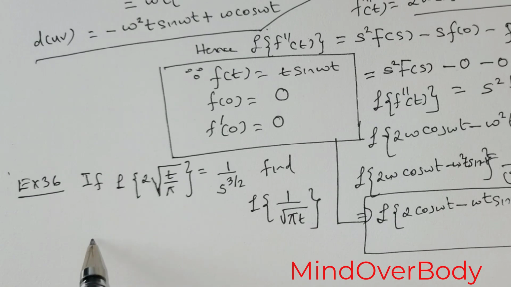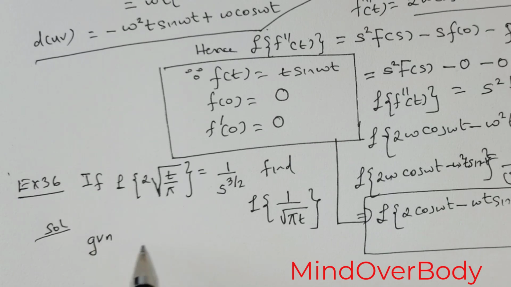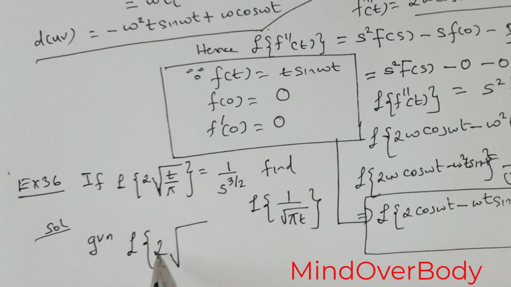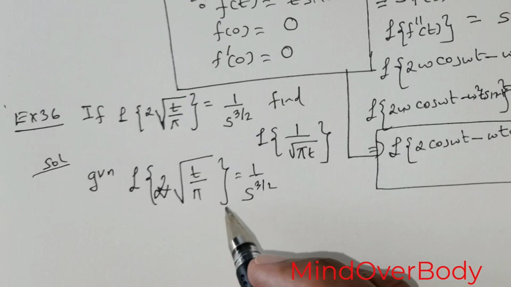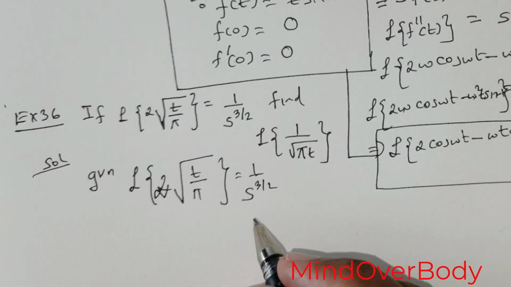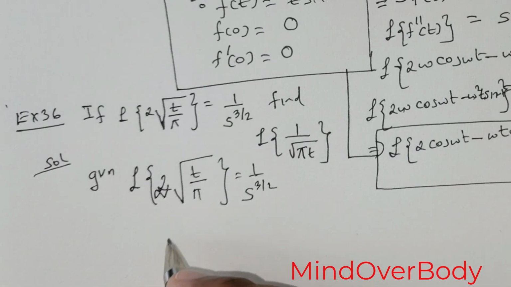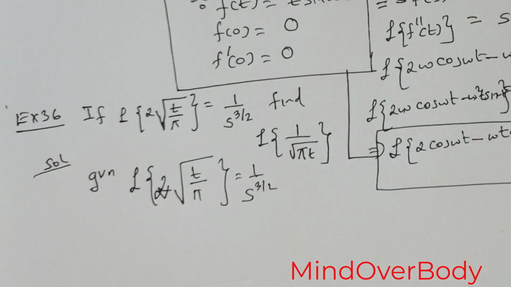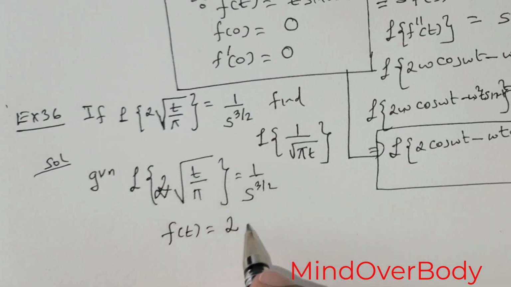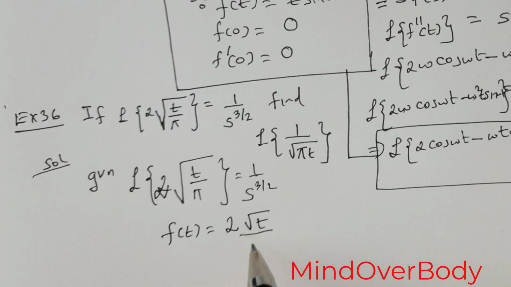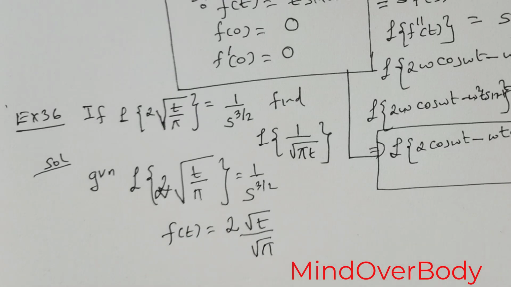So foremost, what we are given, so this is the solution. We are given that the Laplace transform of 2 times square root of t over pi is equal to 1 over s raised to the power 3 over 2. So this is given. So from here, what do we infer about the function? I can clearly see that f of t is equal to 2 multiplied with root of t divided by root of pi. This is my f of t.